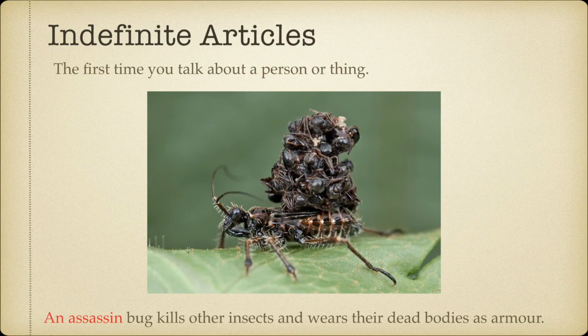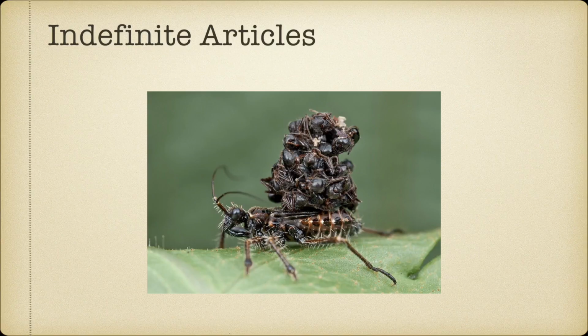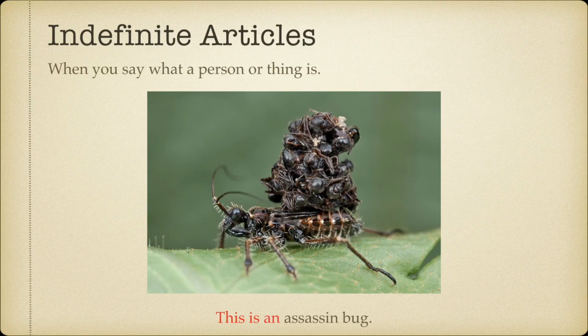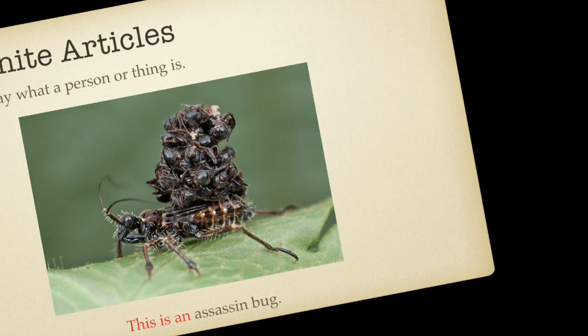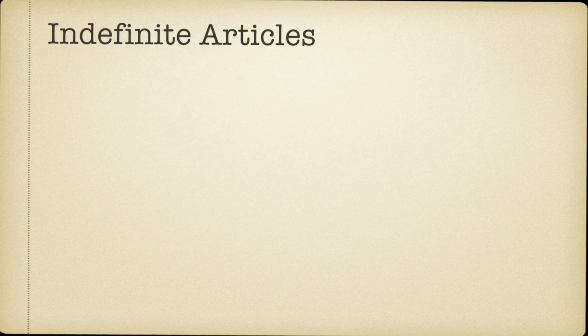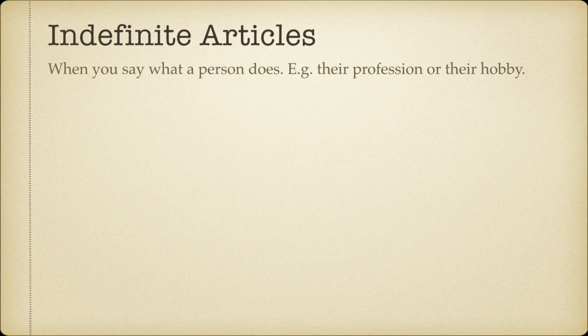An assassin bug kills other insects and wears their dead bodies as armour. When you say what a person or a thing is, this is an assassin bug. When you say what a person does, for example, their profession or their hobby.